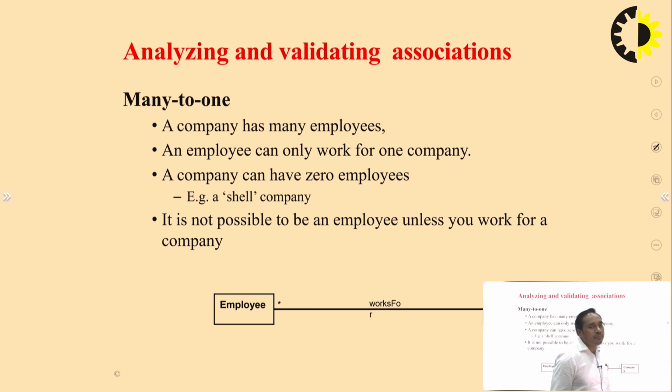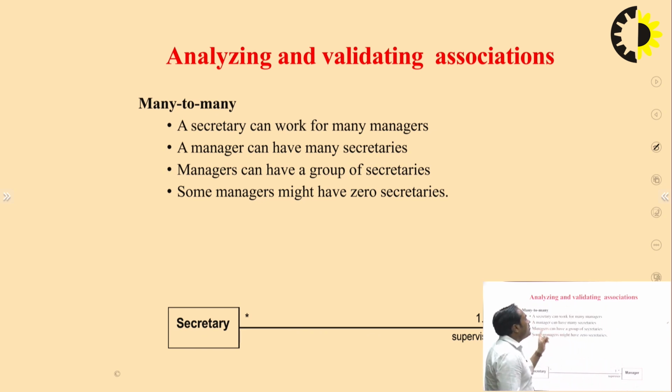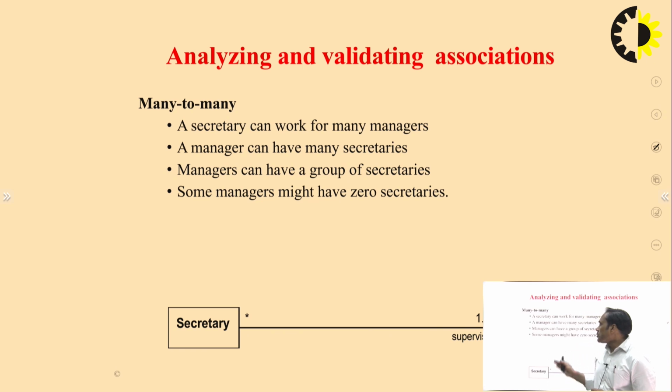So association is simple. You can say that it is a connection between two classes. They may have one to one association, one to many association, many to one association, or many to many association. So analyzing and validating association, many to many. I have already discussed that a secretary can work for many managers. And second point, a manager can have many secretaries. A manager can have a group of secretaries. And last one, some managers might have 0 secretaries.